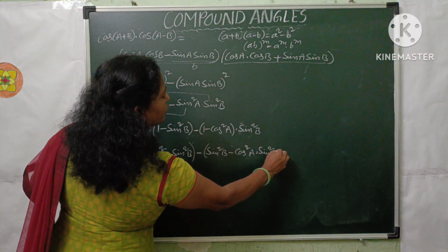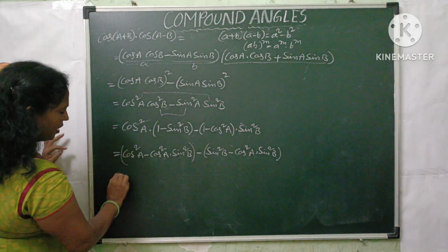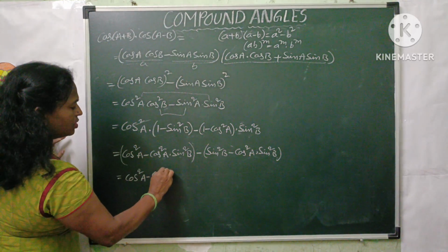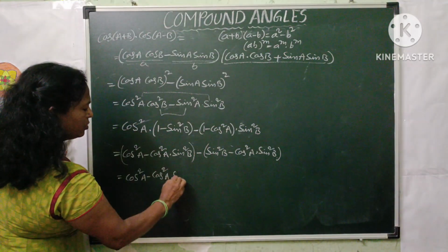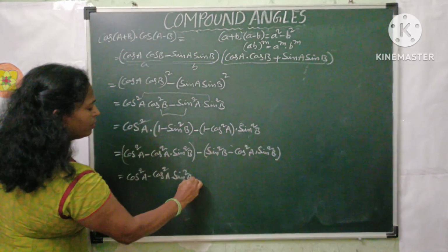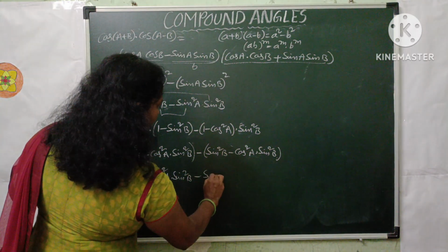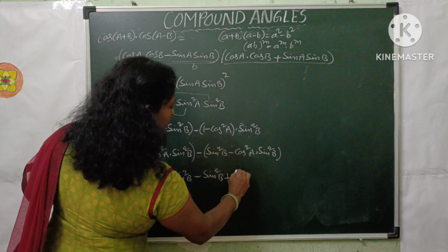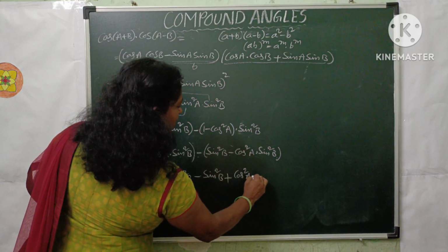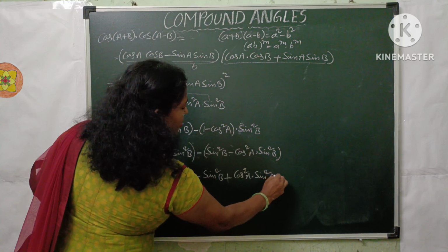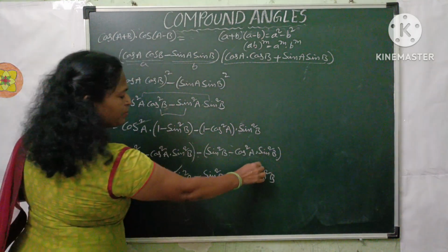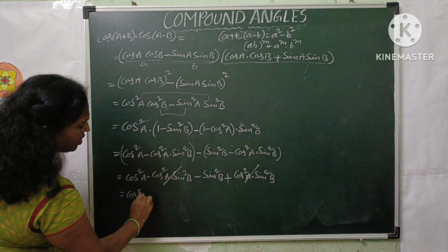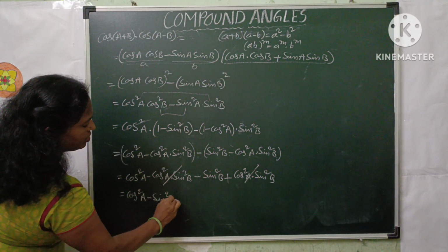Now open the brackets. Cos square a minus cos square a into sine square b minus sine square b, plus into minus is plus, cos square a into sine square b. This minus plus, same terms, like terms will cancel. Then cos square a minus sine square b.